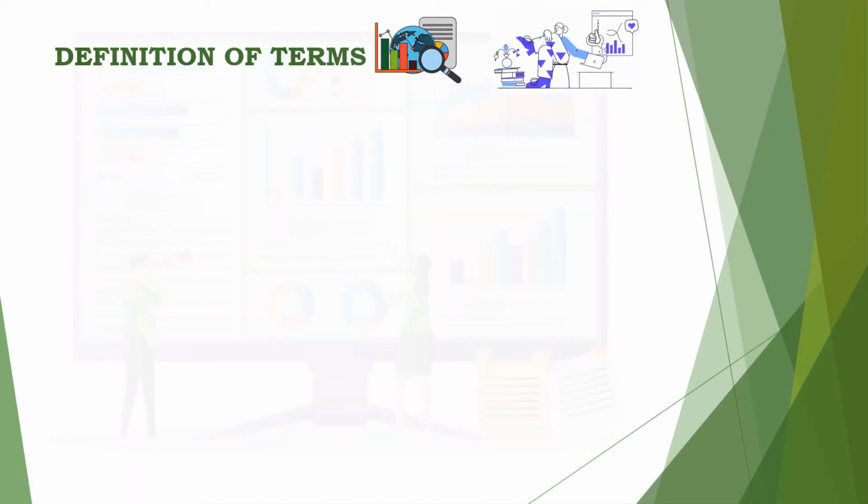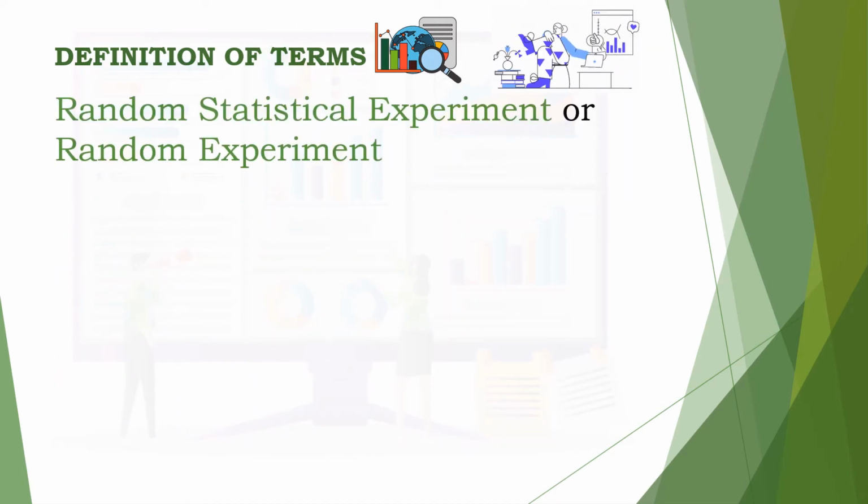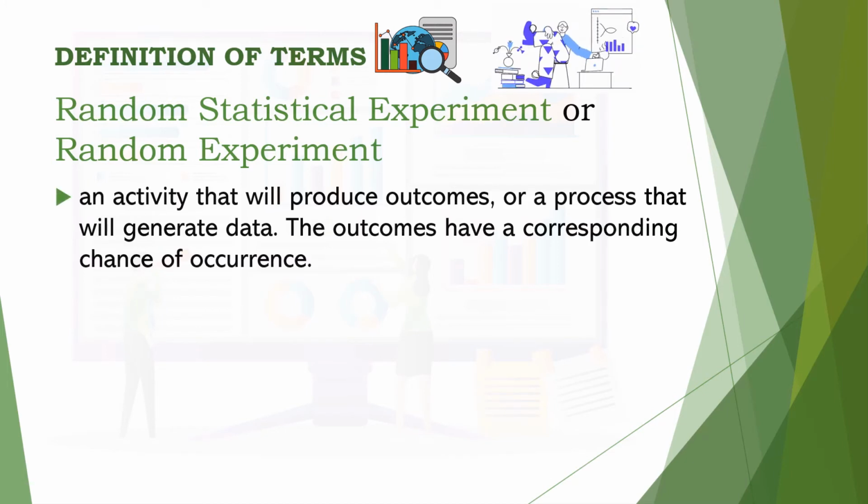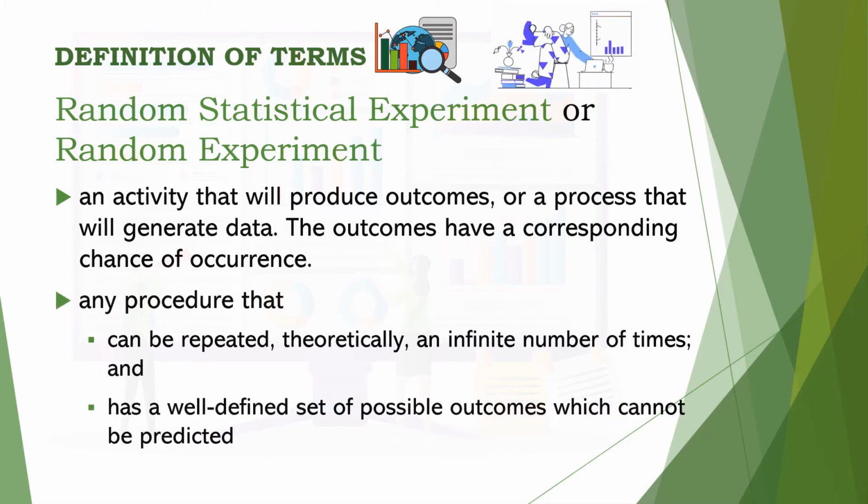Let us now consider random statistical experiment or random experiment. It is an activity that will produce outcomes or a process that will generate data. The outcomes have a corresponding chance of occurrence. It is any procedure that can be repeated, theoretically, an infinite number of times and has a well-defined set of possible outcomes which cannot be predicted.